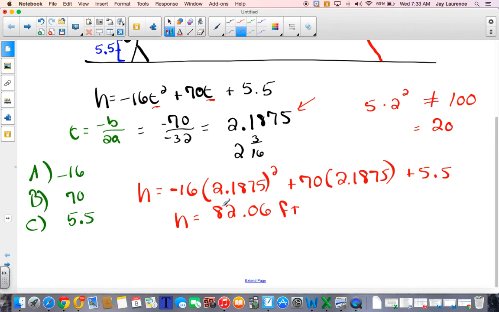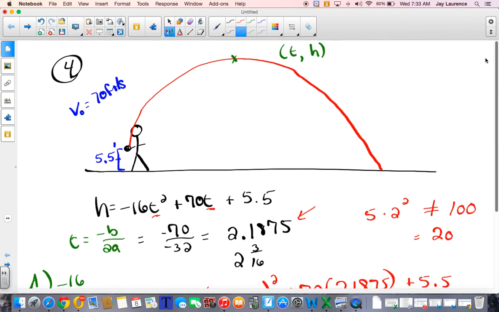Okay, now the second part says, when does the ball hit the ground? Well, if I'm asking when the ball hits the ground, I'm looking for this. And this, of course, is a t-intercept. Oops, I almost wrote x-intercept. Essentially they're the same thing, but since we're doing height over time, we're going to call it a time-intercept.